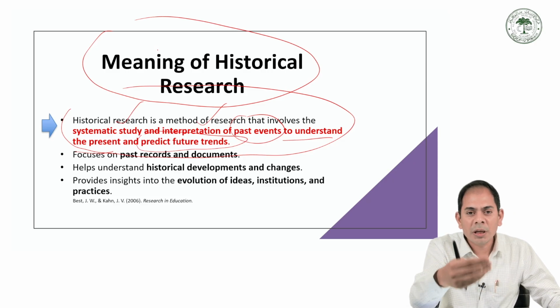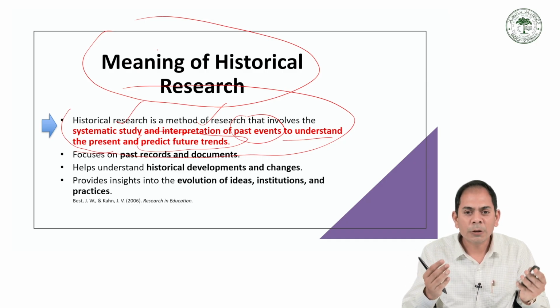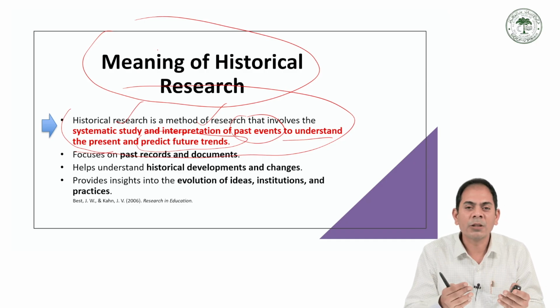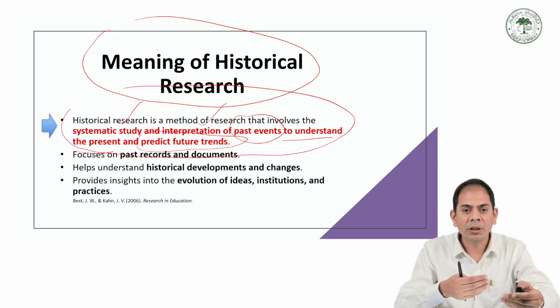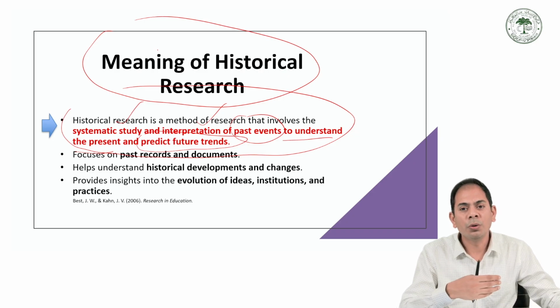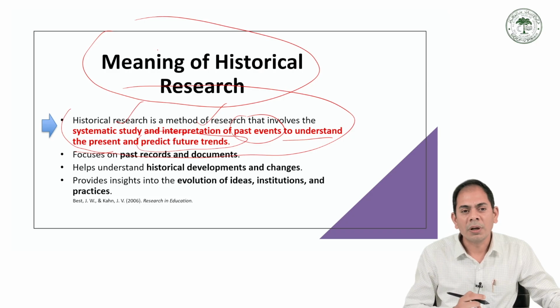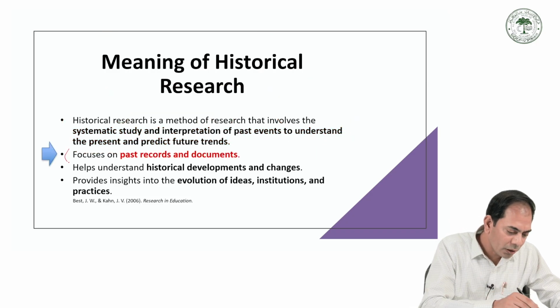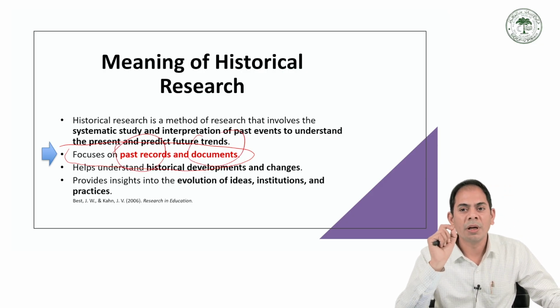Once you understand the historical facts and development, the next step is to interpret the past records and evidence scientifically. It will be helpful to explain the present situation through past experience. So on the basis of the past, it will be helpful to understand the current situation. It is useful to predict future trends and development. It uses sources such as documents, books, reports, archives, newspapers. Many old documents can also be useful in historical research. Next important thing: historical research mainly focuses on past records and documents.